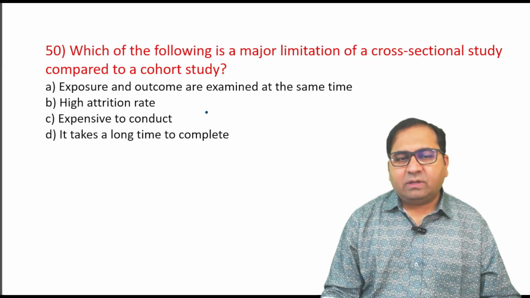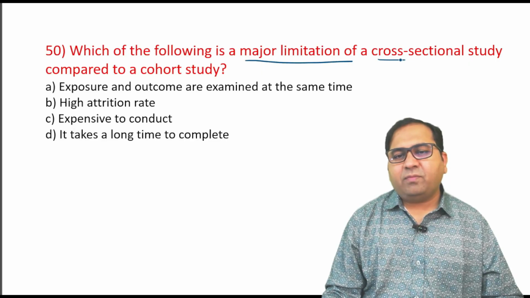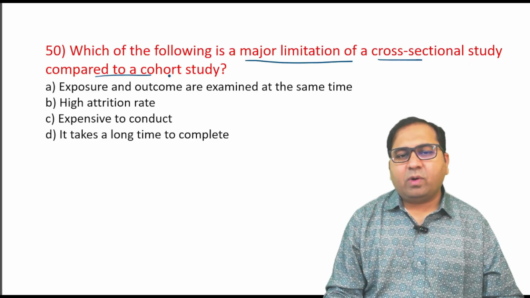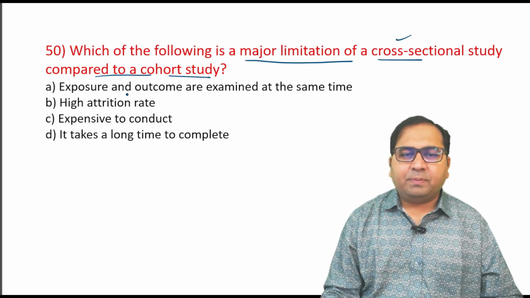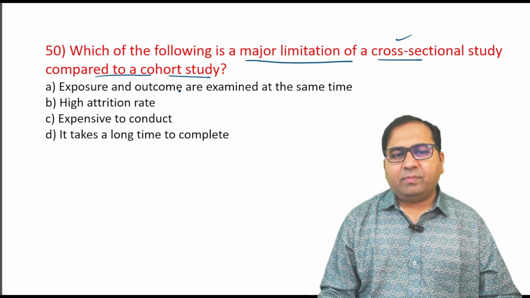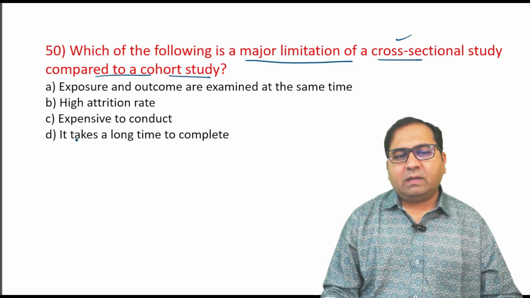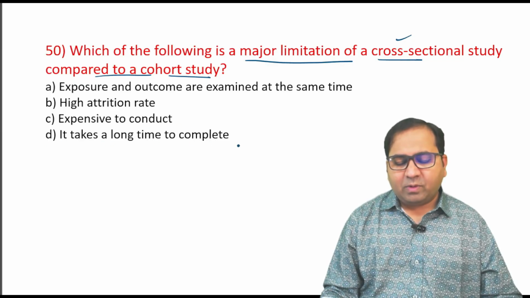Let us see the last question of this chapter. Which of the following is a major limitation of a cross-sectional study compared to a cohort study? The options are A, exposure and outcome are examined at the same time. B, high attrition rate. C, expensive to conduct. Or D, it takes a long time to complete.